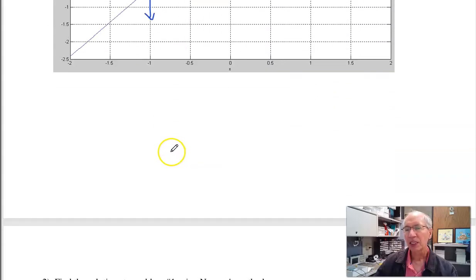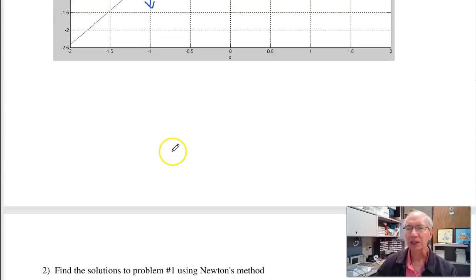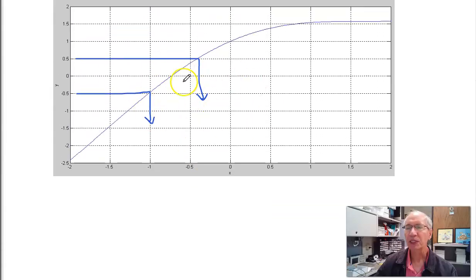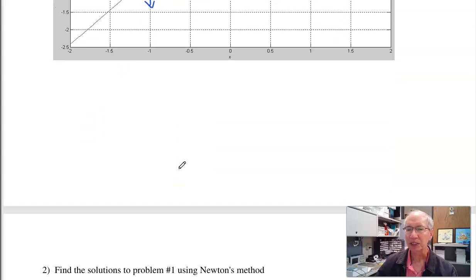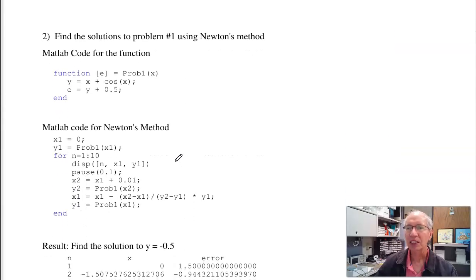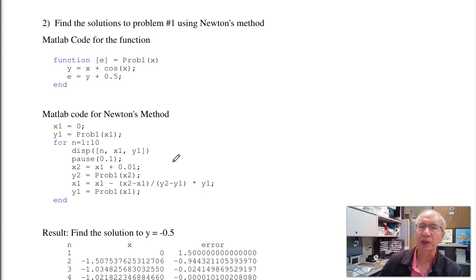Problem 2 is, okay, suppose I want to get more accuracy. Off the graph, it's kind of hard to read that to 7 decimal places. Can I use numerical methods to get the answer? Here's where I'll use numerical methods, or Newton's method.